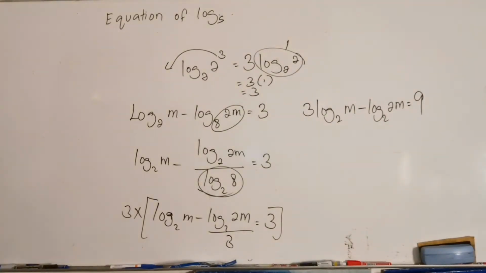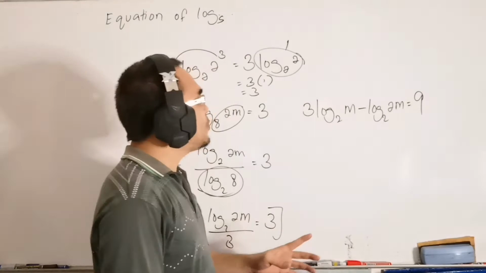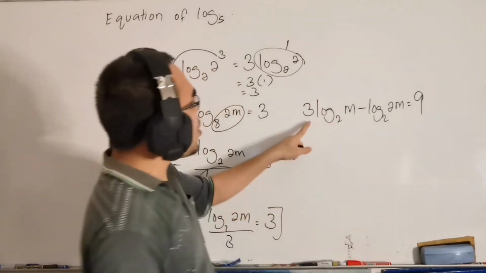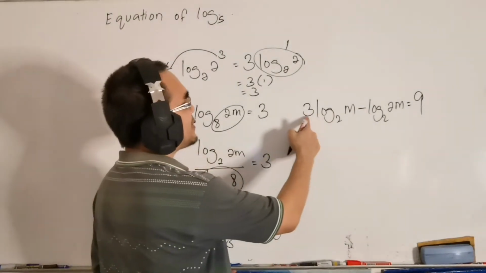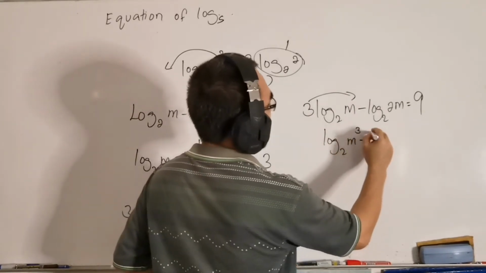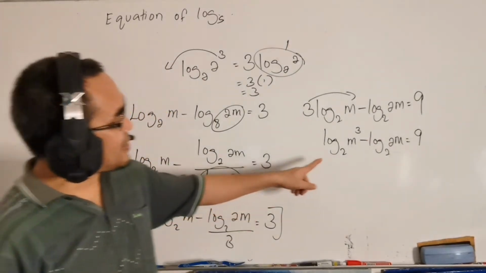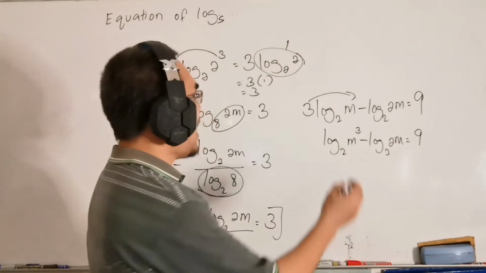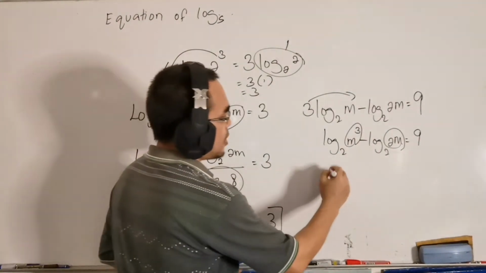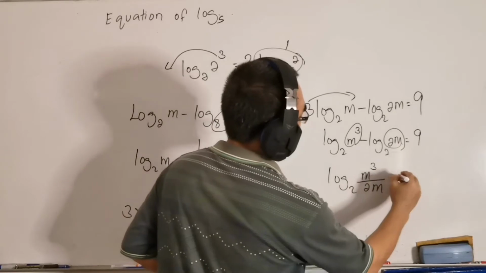Then you can simplify the left side. Make sure we have only one log left. Before we can simplify this, you have to make sure there's no number in front of the log. So we bring the 3 to the top of m, so it becomes log 2 m to the power of 3 minus log 2m equals 9. Now we can simplify log minus log, and the numbers become divide. So log 2 m power 3 over 2m equals 9.